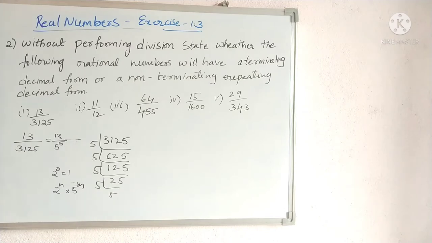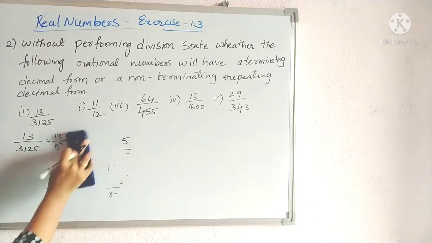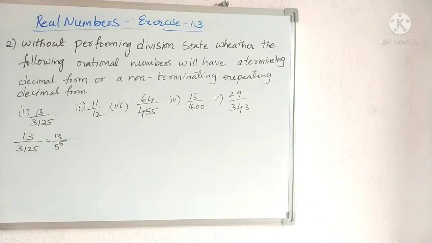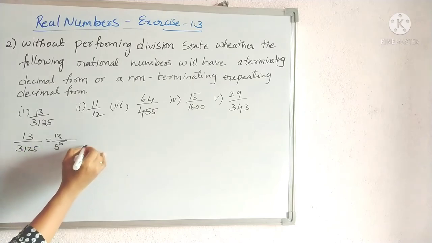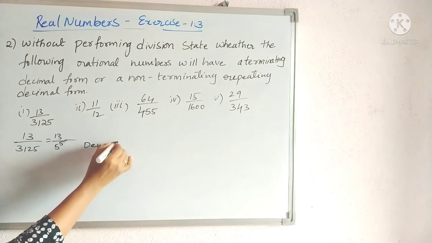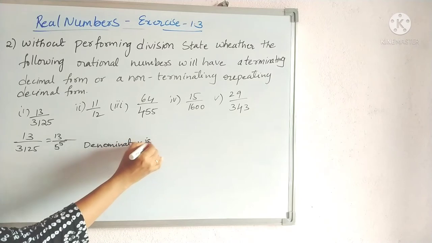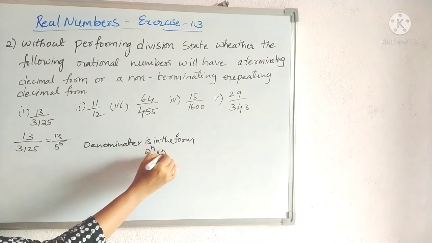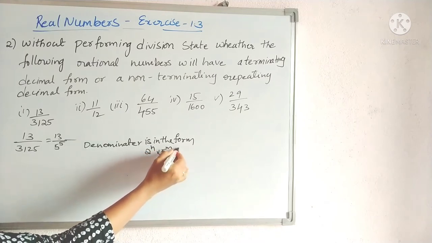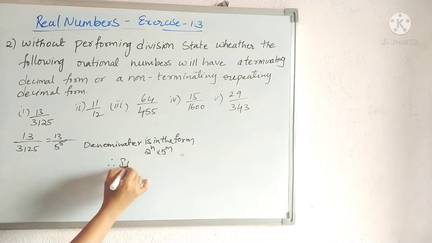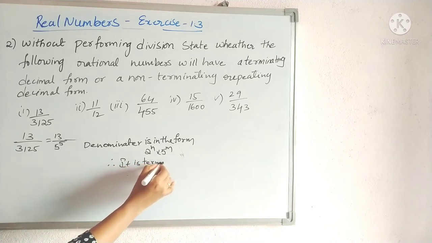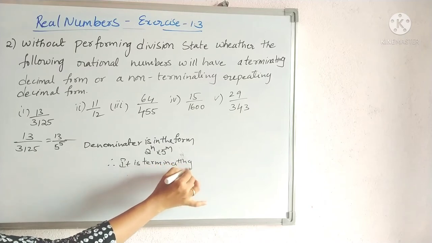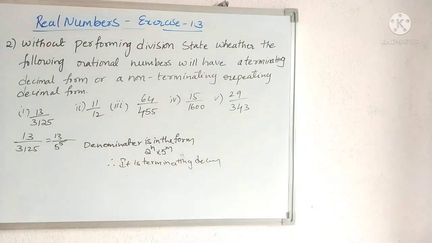Here they did not ask to write the decimal form, only whether it is terminating or non-terminating. So we write: the denominator is in the form of 2 power n into 5 power m, so it is a terminating decimal. Therefore, it is terminating decimal.